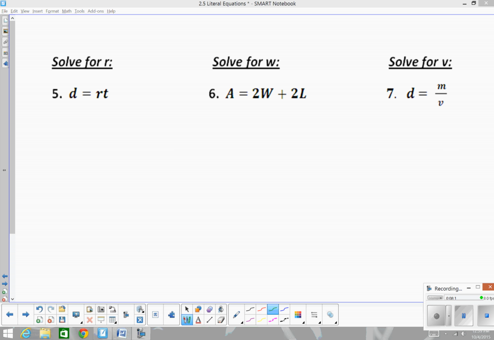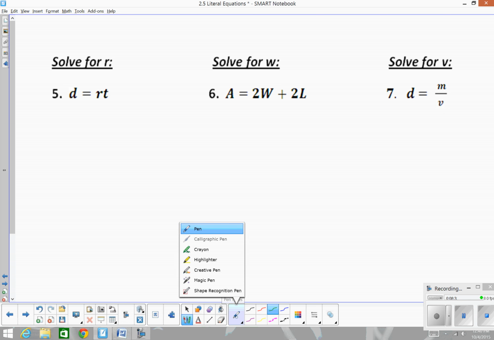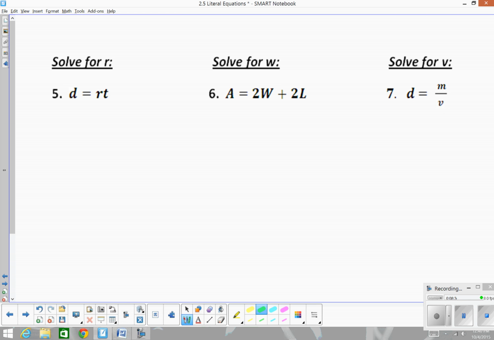All right, so now these are a different type of examples where you might not have a lot of numerical terms. You might have all variables or all letters or a mixture. So now it's the same idea, but you're just kind of moving letters around or moving terms around with the inverse operations. So the first one, I could solve for any variable, but here I have d equals r times t.